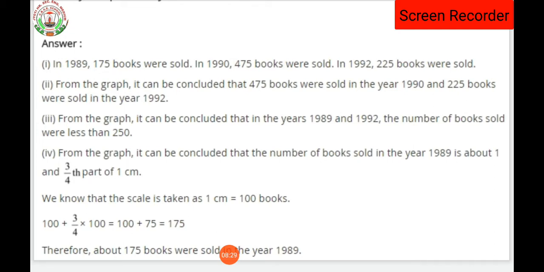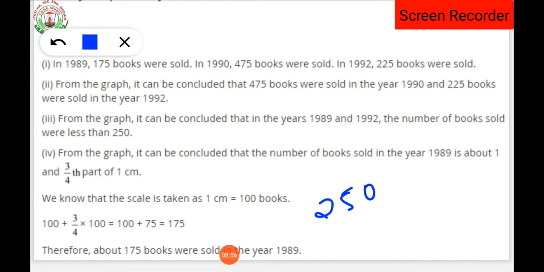Everything is plotted in the graph; by looking there you have to tell all the answers. Then from the graph it can be concluded that in the year 1989 and 1992 the number of books sold were less than 250. That means in question number 3 of question number 2 it is said that fewer books were sold in which year? Less number of books were sold in which year? That is, less than 250.